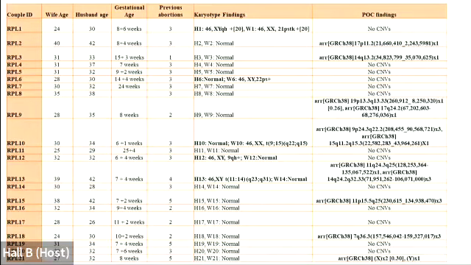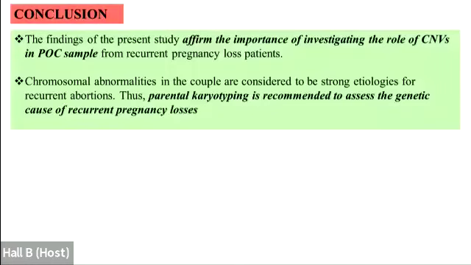Now, this is an overall view of all the patients we recruited and their karyotypic and POC findings. Ultimately, we concluded that the findings of these studies show the importance of investigating the role of CNVs in POC samples from recurrent pregnancy loss patients. Further, chromosomal abnormalities in couples are considered to be strong etiologies for recurrent abortion. Thus, parental karyotype is strongly recommended in such cases.